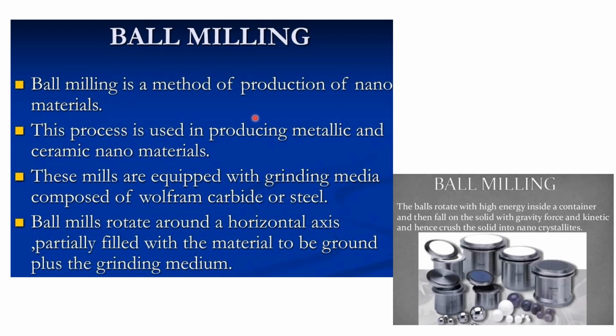In case of ball milling, it is a method of production of nanomaterials by milling the bigger particles, or big micrometer size particles, into nanometer size particles, and there are some zirconium or steel balls in these vessels, and then it is ground for a long time, and then we get the fine powders. But this method has some limitations.